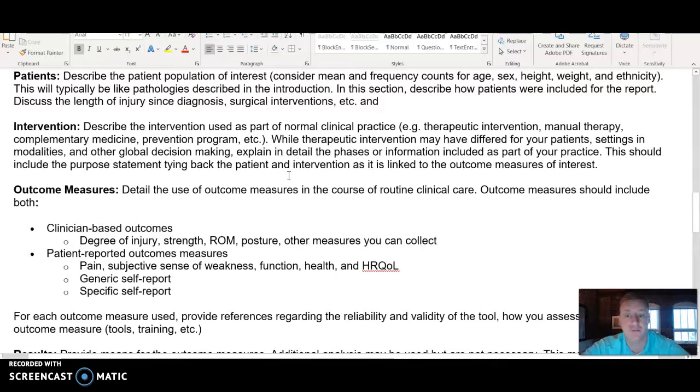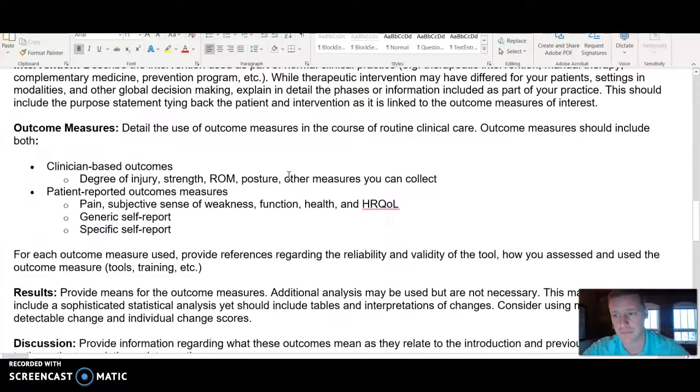Then you're going to do an intervention. Describe what you did, why you did it, the specific settings or how you integrated it in. And then for the outcome measures, you need to have at least a minimum of one of each. So you need to have some type of clinician-based outcome measure. This can be strength, range of motion, their posture. You could do the REBA tools, something to assess from a clinician perspective. And then a patient-reported, you could do any type of generic or specific patient-reported outcome tool. These can be things that the patient would complete.